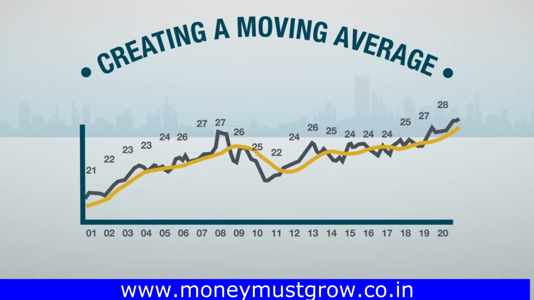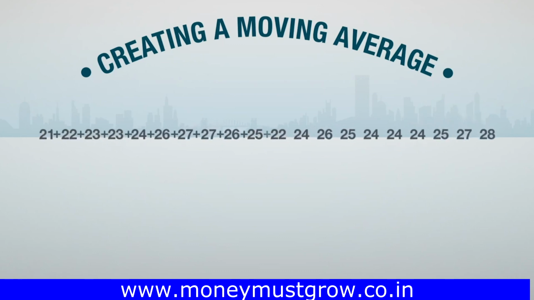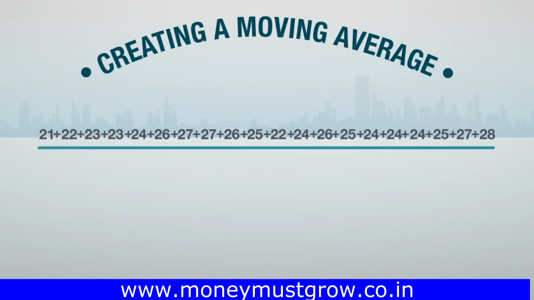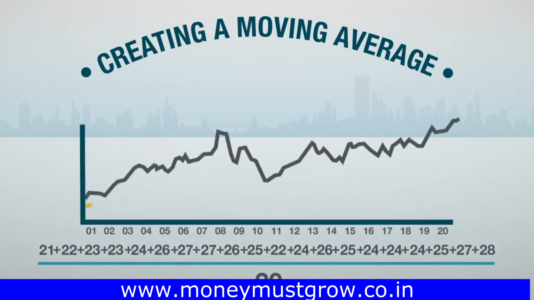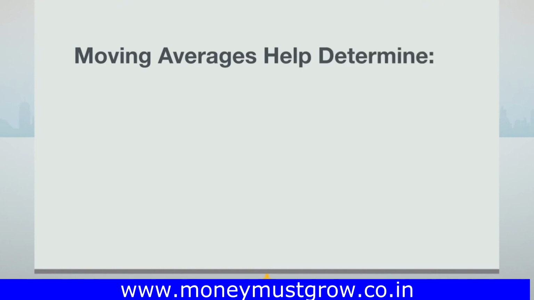We'll take each day's price and add them together. Then we'll divide that number by our time frame number, which in this case is 20. This gives us today's 20-day average price, which is a short-term moving time frame and one that active traders may use. To create a moving average, each day we drop the last day in the time frame and add today. A 20-day moving average can help determine short-term uptrends, downtrends, and sideways trends.